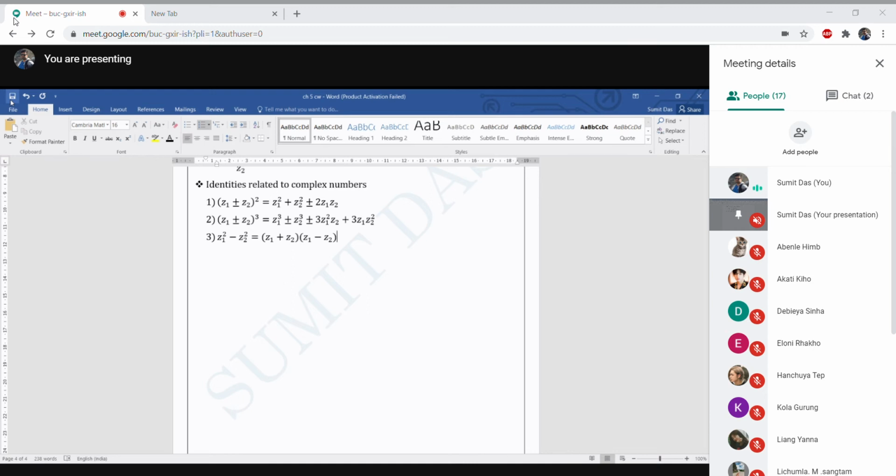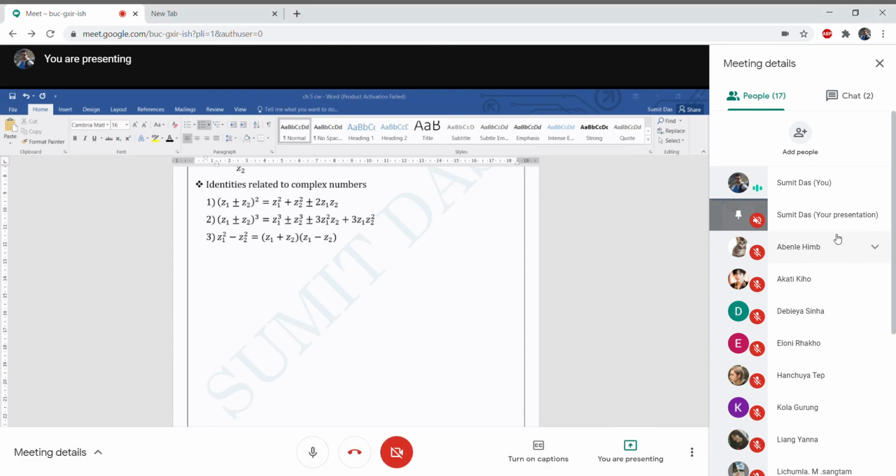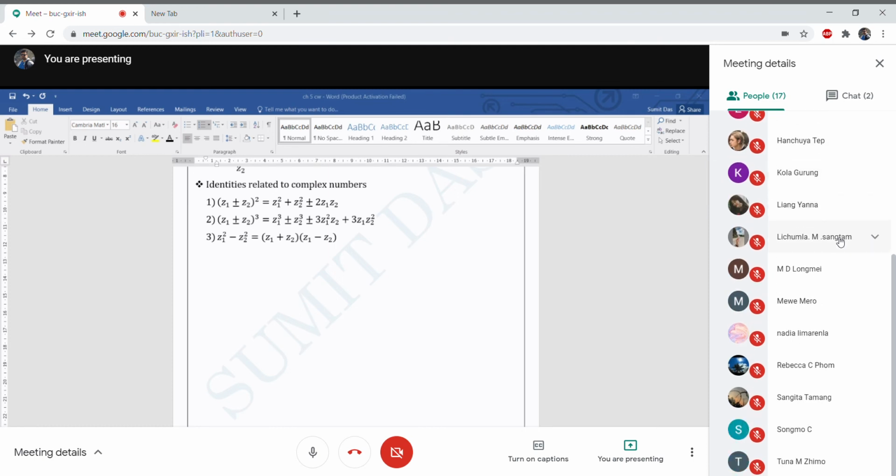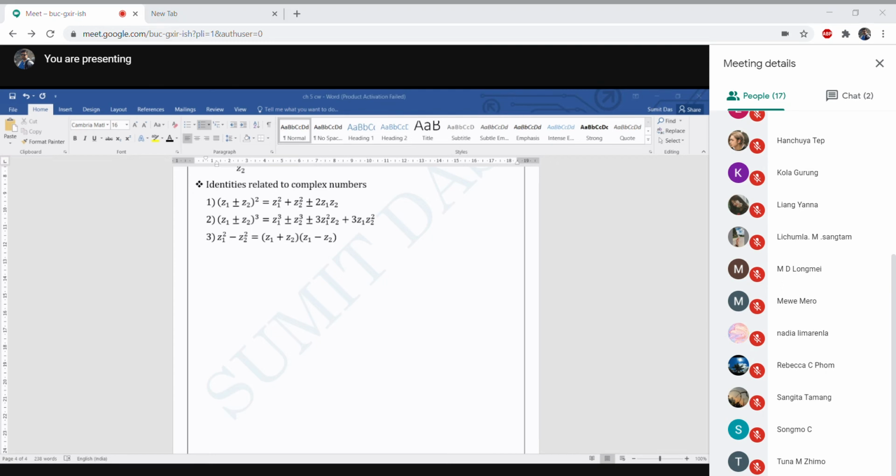So the last part, modulus and conjugate, is left, but still okay, we'll do that later. We'll do some problems from the exercise. If there is still any doubt, please let me know. I don't think I'll discuss all the theories and properties only today.